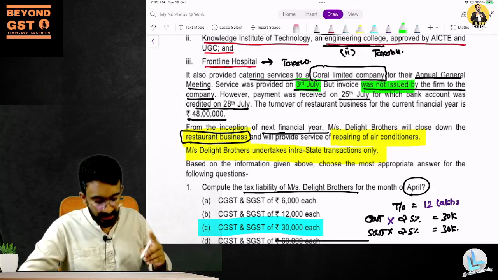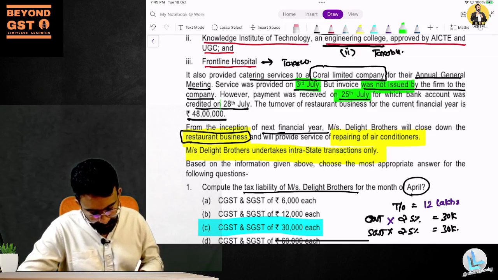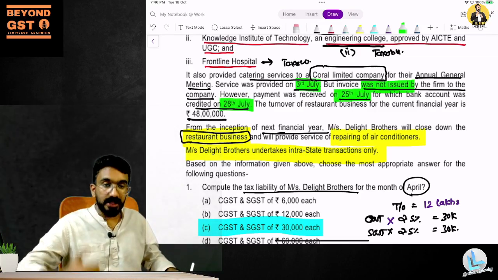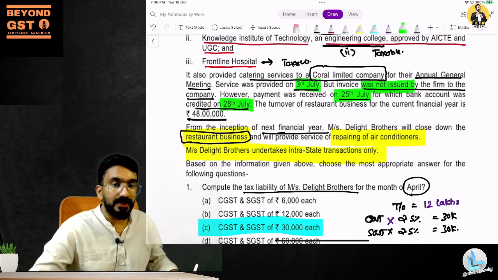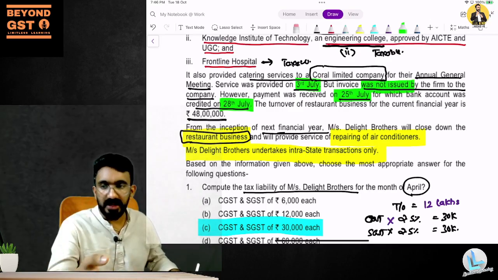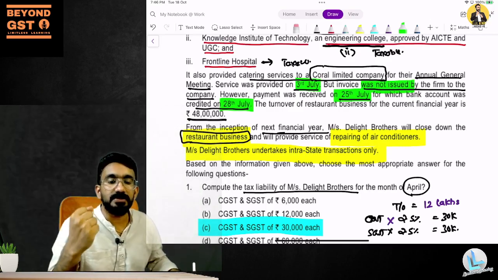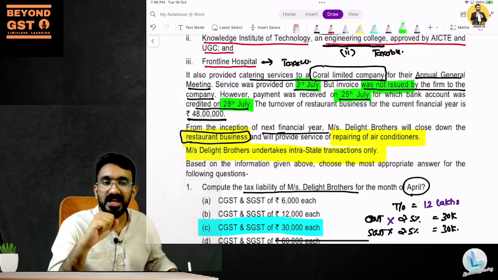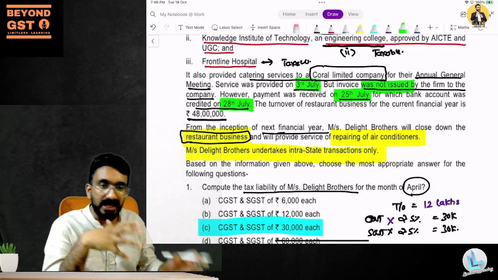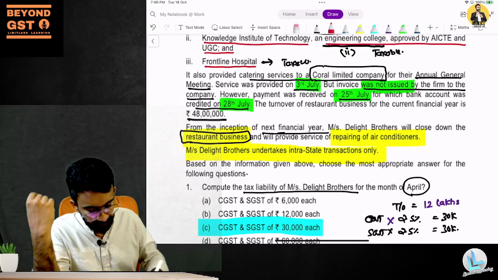Now, they have given 2 different dates of payment. They said payment was received on 25th July, and the bank account was credited on 28th July. If I have a bank payment received date, a bank entry date and a books of entry date, which date will I take as my date of receipt of payment? Whichever is earlier. So whenever you have a bank payment date and your accounting date given, you take whichever is earlier.